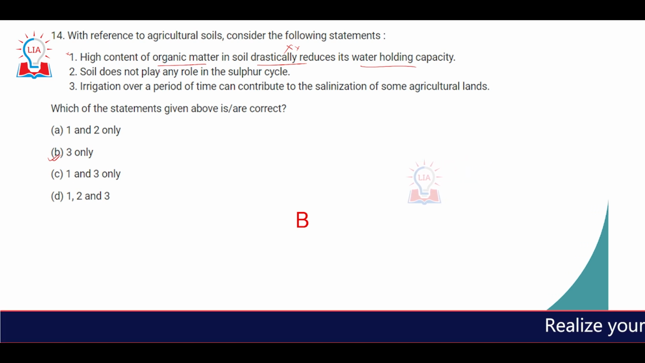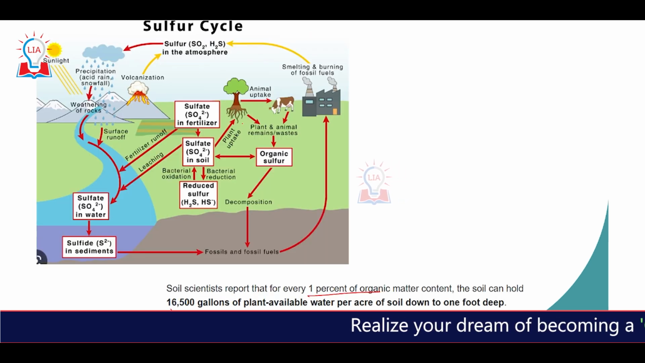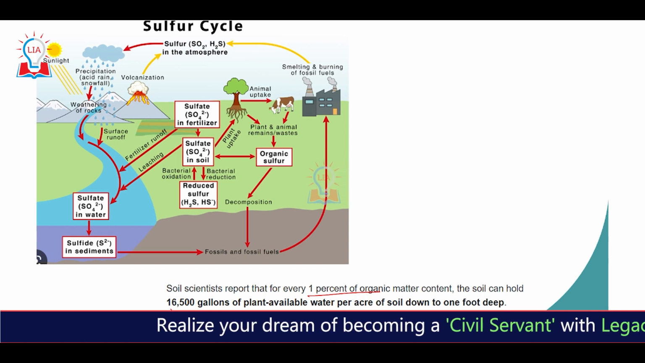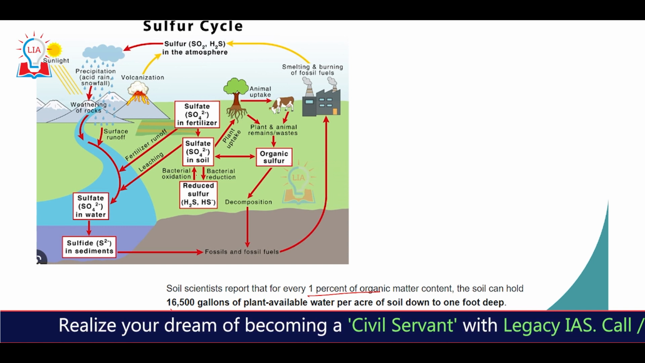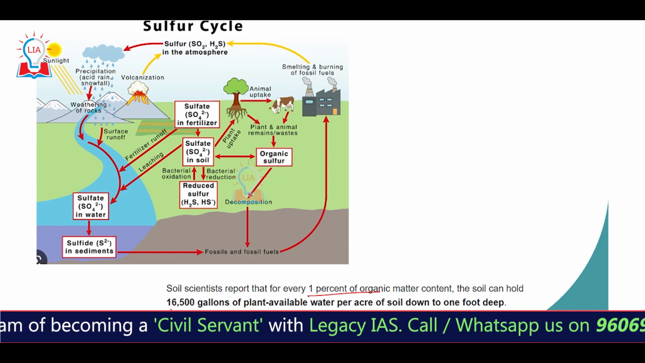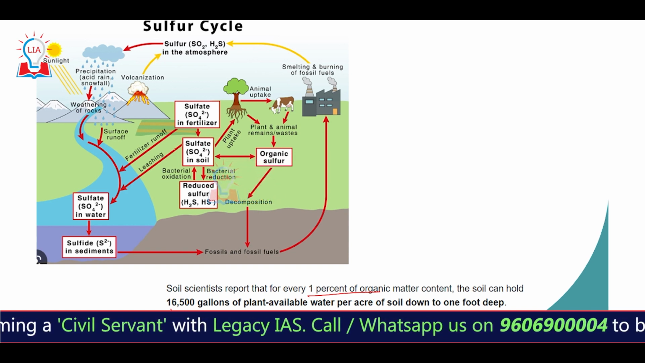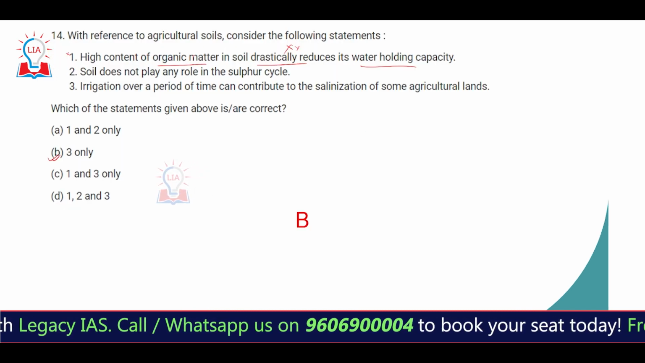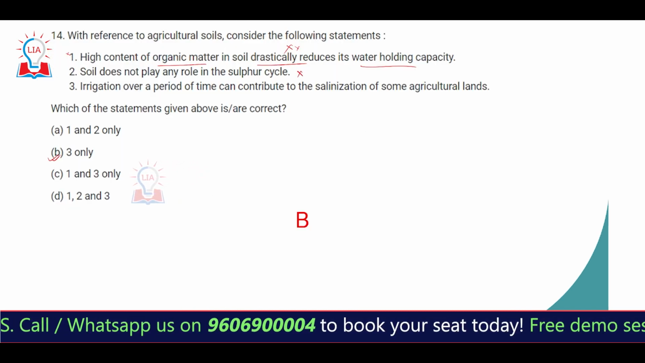Anyway, the second statement says that soil does not play any role in the sulfur cycle. That is incorrect. If you look at the sulfur cycle, we can see the decomposition of organic sulfur and its bacterial oxidation and bacterial reduction, from sulfur to sulfate and sulfate to sulfur. It happens in the soil itself. So the option that soil does not play any role in the sulfur cycle is incorrect.